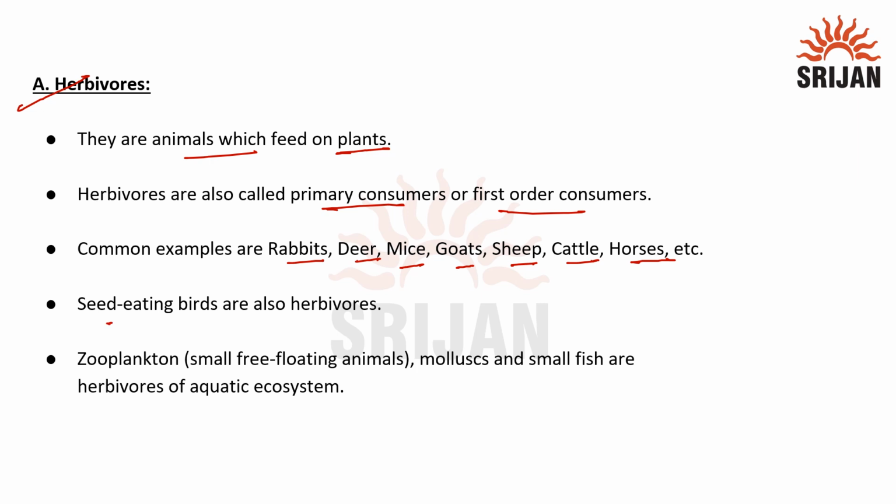Even the seed eating birds are called herbivores because they are directly dependent on the plant product. The zooplankton, which are the small free floating animals, directly consume the phytoplankton. Hence, they are also called herbivores. Mollusks and small fishes are also herbivores in the aquatic ecosystem.